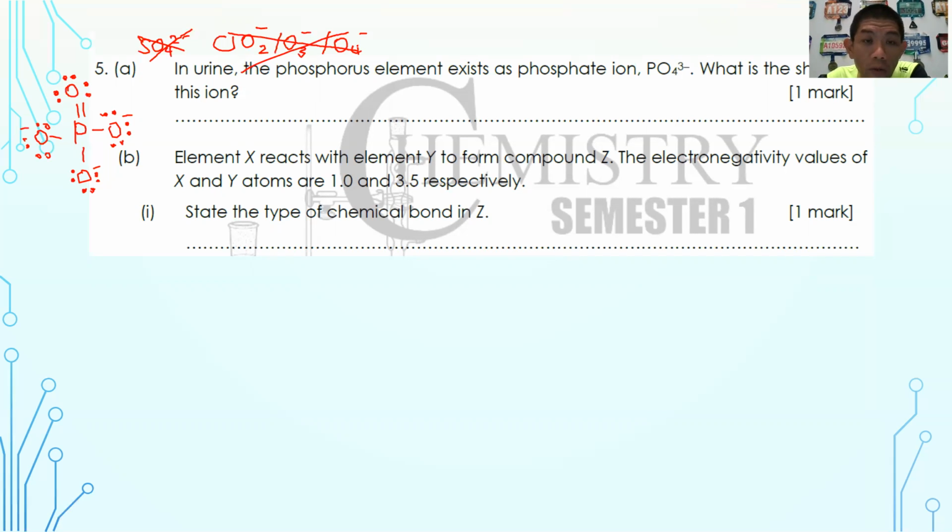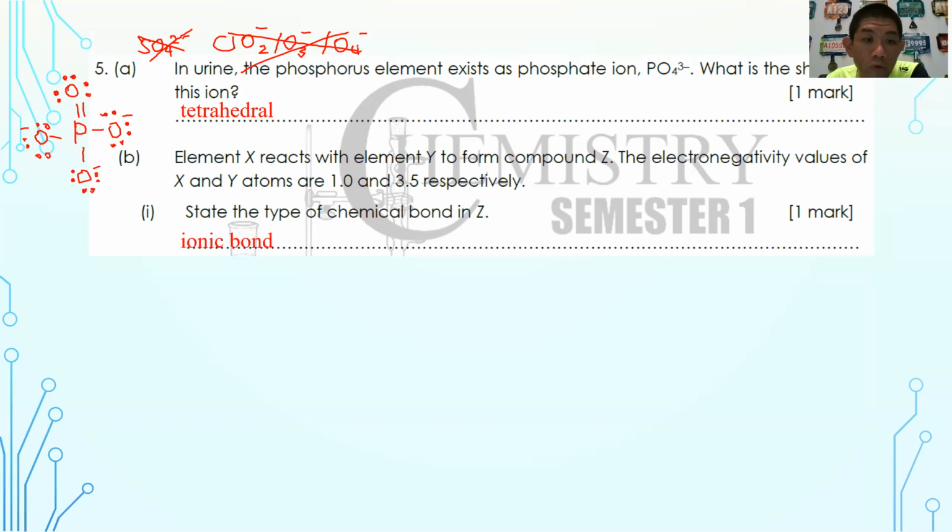So here we go straight to the question. What is the shape of this ion? This is obviously a tetrahedral shape. Okay, question B: element X reacts with element Y to form compound Z. Electronegativity of atom X and atom Y are 1.0 and 3.5 respectively. Part 1: state the type of chemical bond in Z. The type of chemical bond is actually ionic bond.